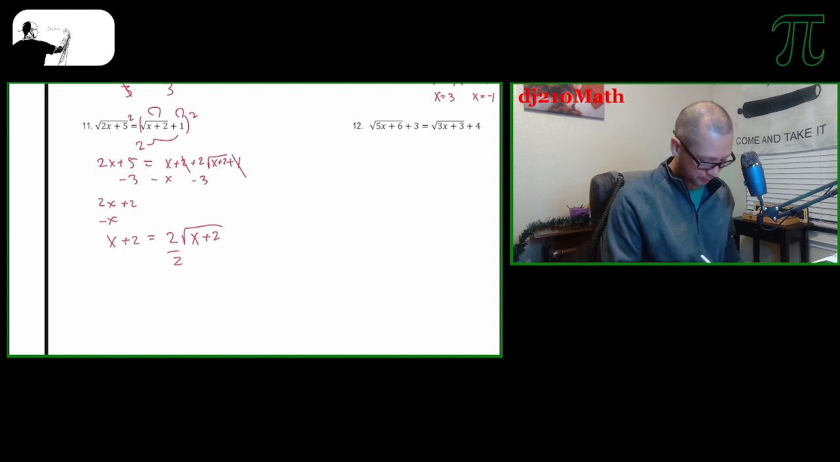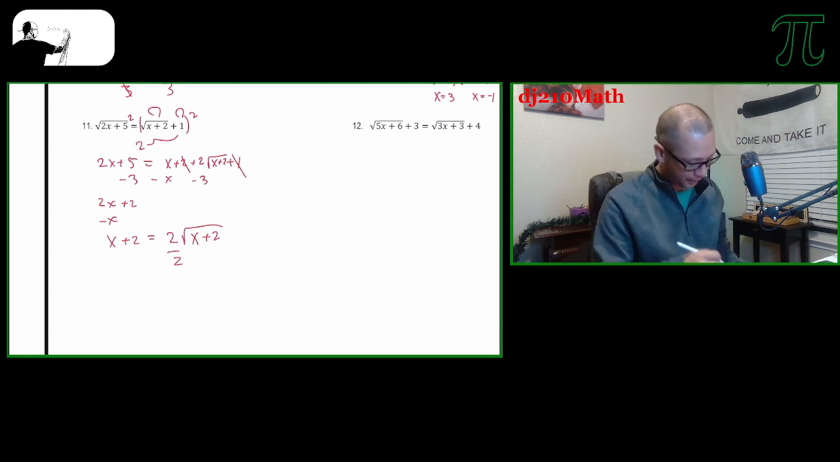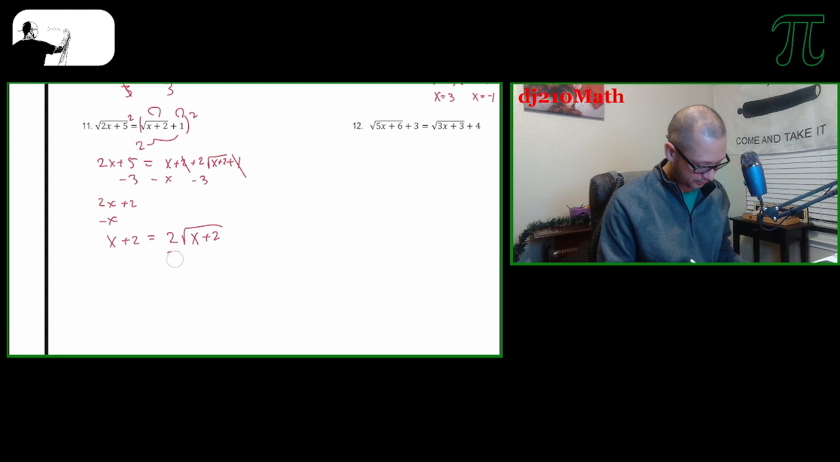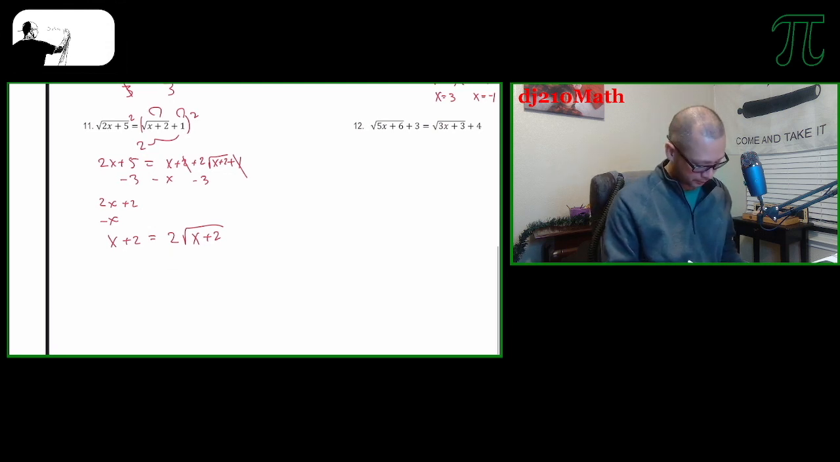Divide both sides by 2. Actually, do I want to do that? I don't want to do that. That's going to create a fraction situation. I don't want a fraction. I'll clear it later. So this will be x over 2 plus 1 is equal to root x plus 2.